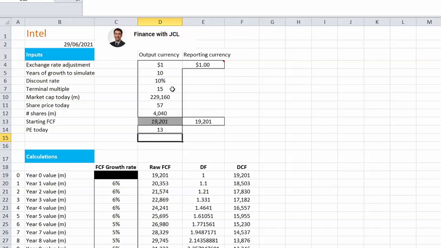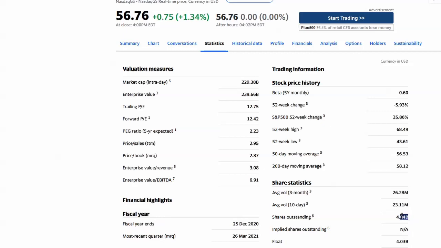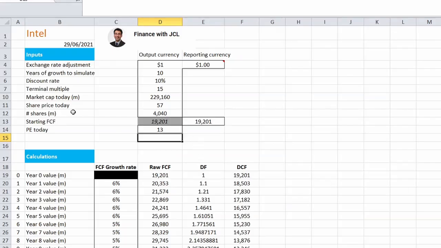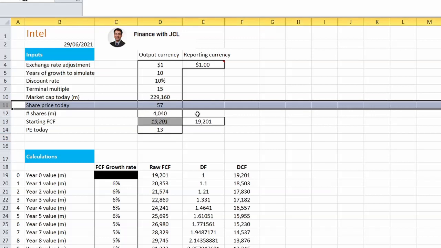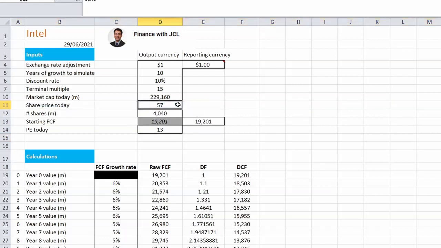You can find that on Yahoo Finance on the statistics page. There it is. And finally, here I have the share price today. So the share price is important because I just mentioned we're going to calculate that underlying intrinsic value per share, which will then be compared to the market share price.